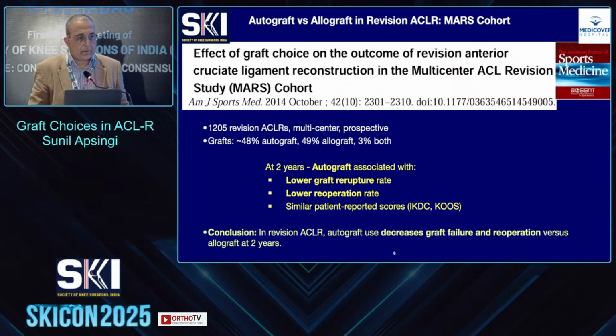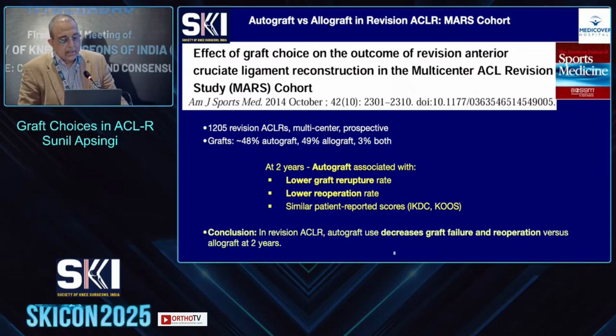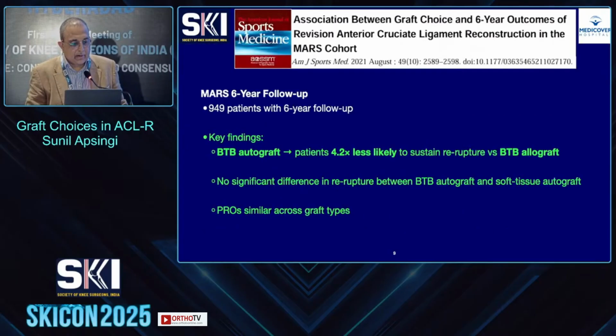They studied more than 1,200 revision ACL-Rs, and they had almost equal auto and allografts. At 2 years, they said that autografts are associated with lower graft re-rupture rates and lower reoperation rates. They reported similar patient-reported outcomes, and they concluded that autografts are far, far safer when compared to allografts.